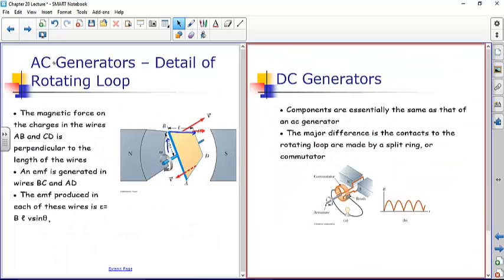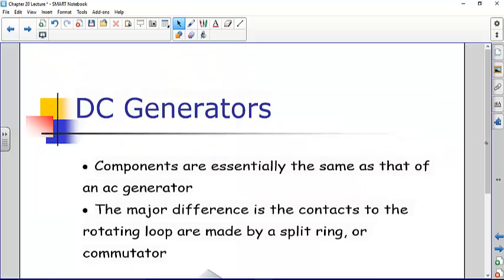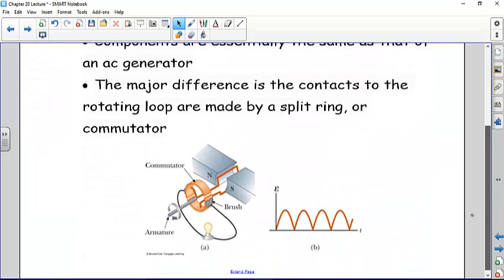Now for a DC generator, you basically use the same configuration, but instead of having the slip rings, which are continuous around the entire rotation, you have this commutator, the same kind of thing you had with a DC motor. And what the commutator does is it makes it so instead of the voltage going up to positive and then going through 0 and negative, it makes it so that it's always positive.